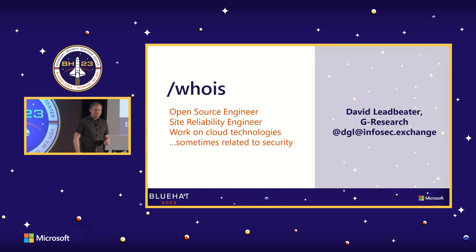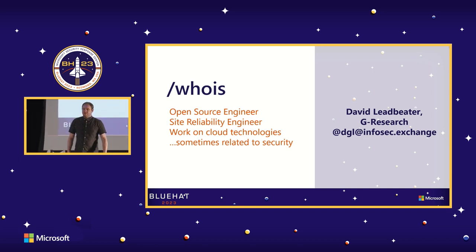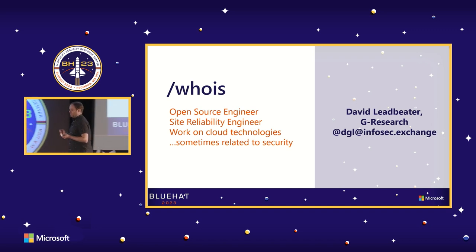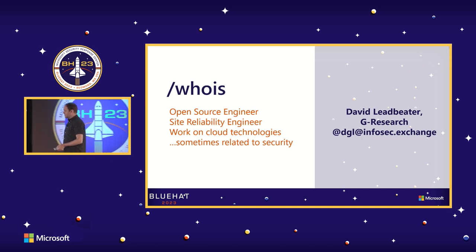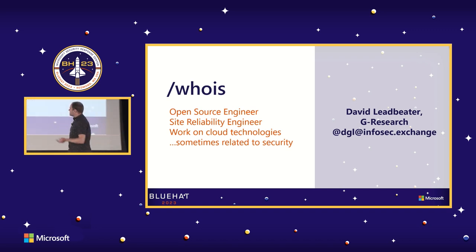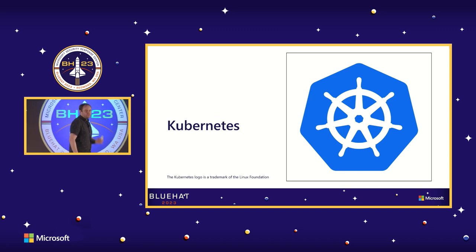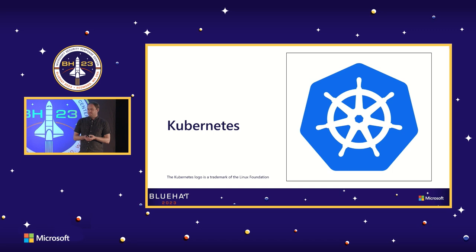So I'm an open source engineer at G-Research. In the past, I was a site reliability engineer at Google. And these days, I work on cloud technologies, so Kubernetes, Prometheus, and various other things. I kept accidentally finding security holes, so I sometimes do security-related things now. Kubernetes is much more modern technology than terminals, but you access it through a terminal. So at G-Research, we use Kubernetes a lot.